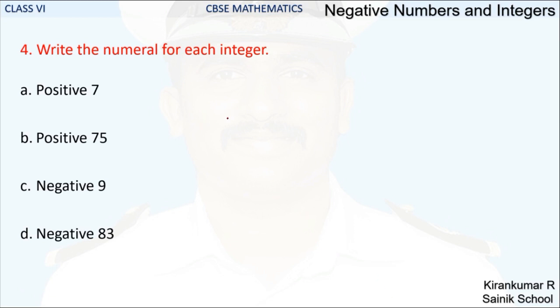In a similar way, let us solve this. Write the numeral for each integer. Positive 7 is written as plus 7. Positive 75 is written as plus 75. Negative 9 is written as minus 9. Negative 83 is minus 83.